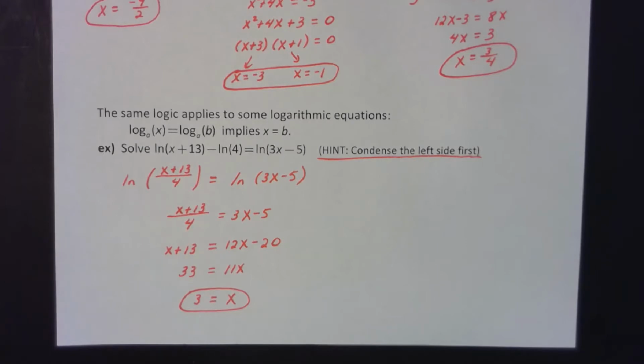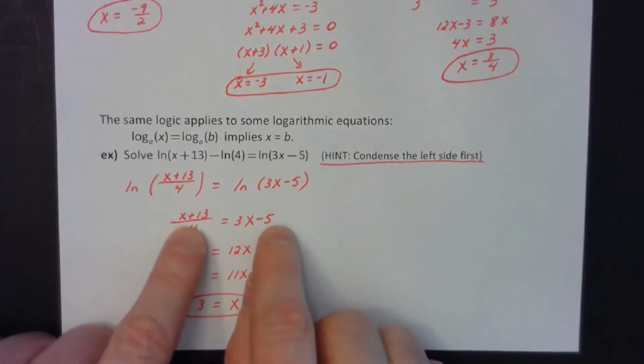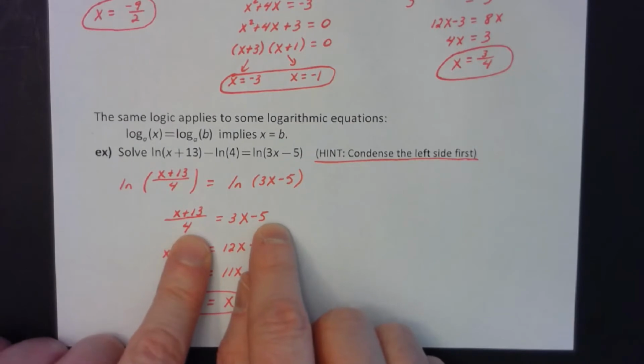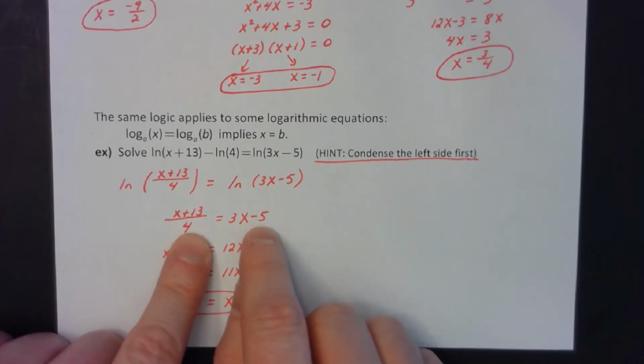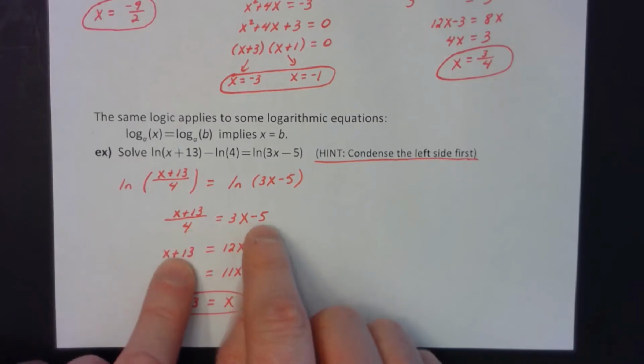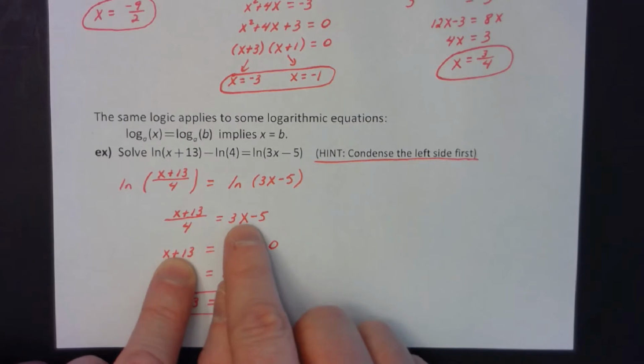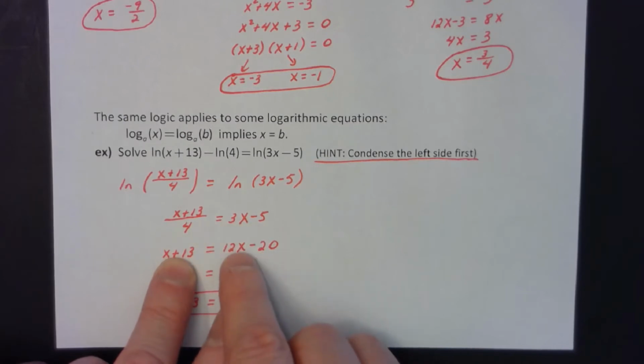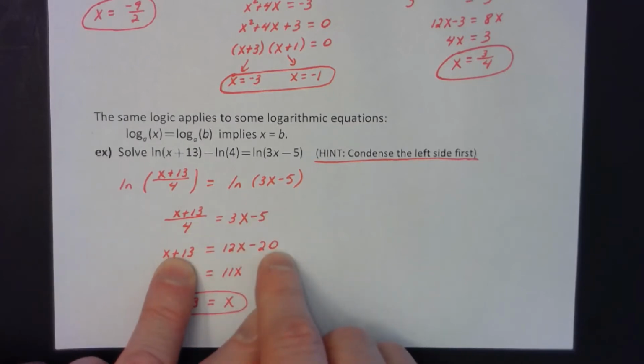The instant you do that, though, you say, well, the only way two natural logs can equal one another is if what's inside is equal to one another. So I ignore the natural logs and set the interior portions equal. From this step to the next, I didn't like that 4 in the denominator, so I multiplied by 4 on both sides. When I multiplied by 4 on the right-hand side, I had 12x minus 20.